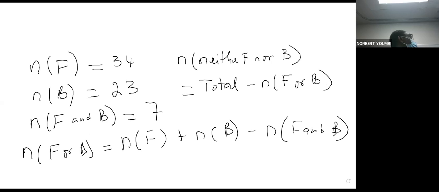If you think about the addition rule as we learned in class, we say that the number in A or B is the number in A plus the number in B minus the number in A and B. Just take it that way.